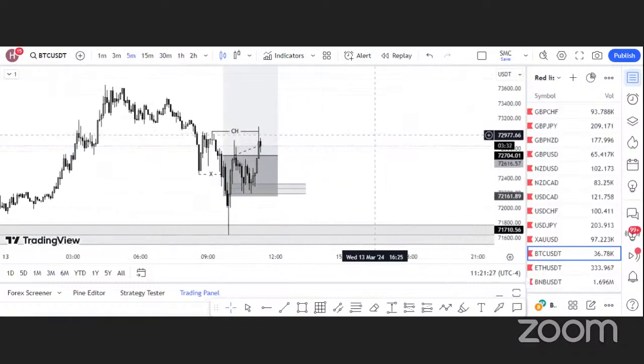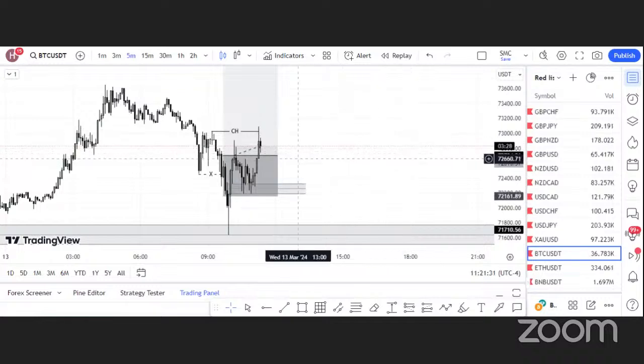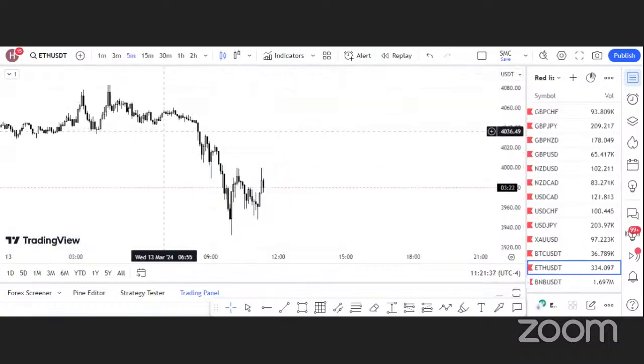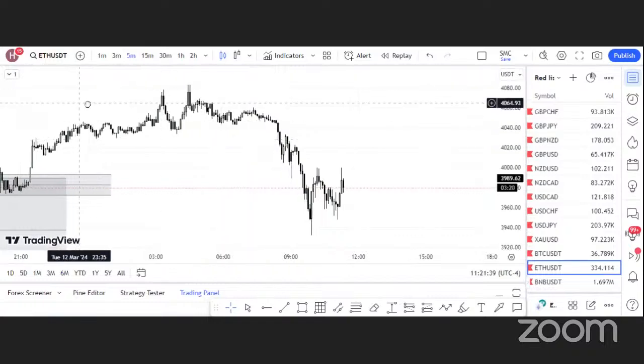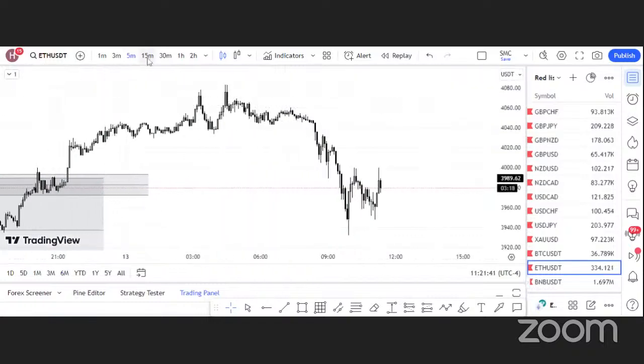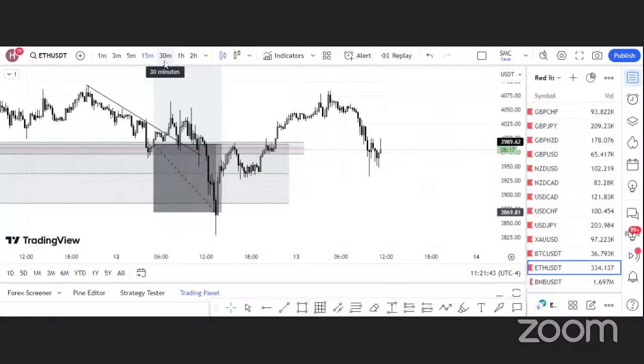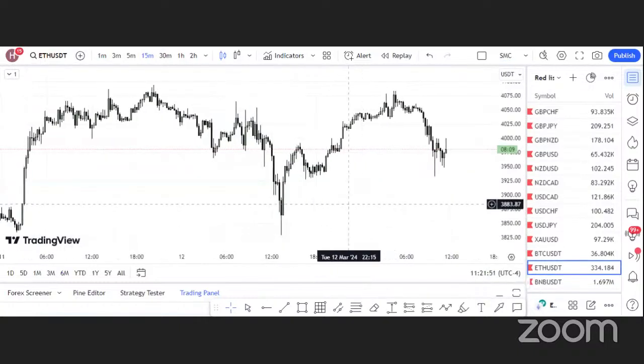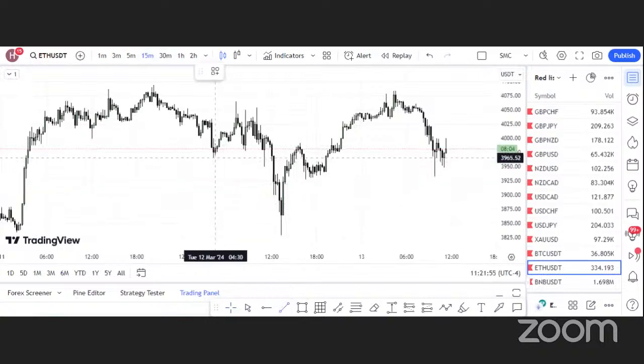Okay, so we don't have the whole of the day. Let's just make analysis from other instruments and see if we can get an entry. Right now I'm on Ethereum USDT, 15 minutes time frame.